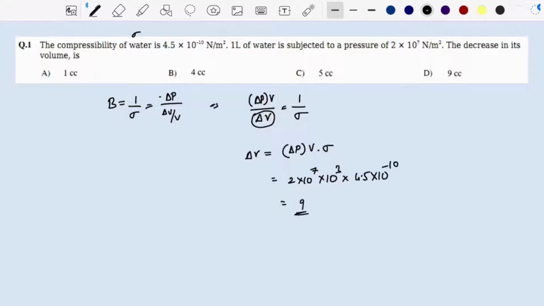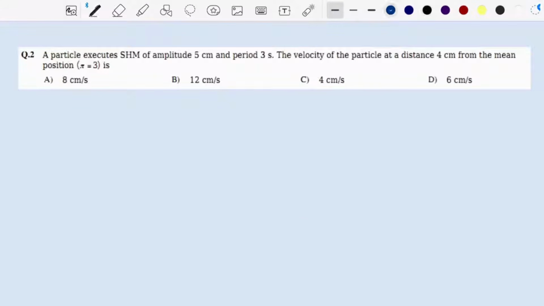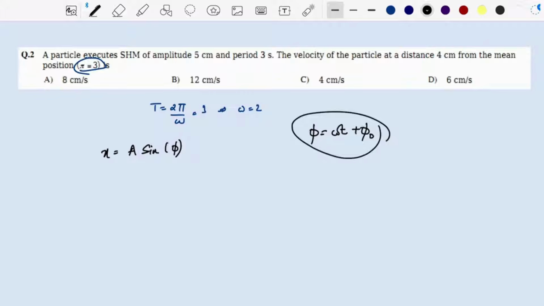Moving on. A particle executes SHM of amplitude 5 centimeters and time period 3 seconds. So time period is 2 pi by omega, which is 3 seconds. Pi is taken as 3 here. So we will end up getting omega is 2. Now let's start simplifying using the particle's velocity. I will define x as a sine of some phase, phi, which can be written as omega t plus phi naught. I'm going to solve it later. But x will be a sine phi. Velocity will be defined as omega a cos of the same phase, and acceleration will be minus omega square times a sine of the same phase.